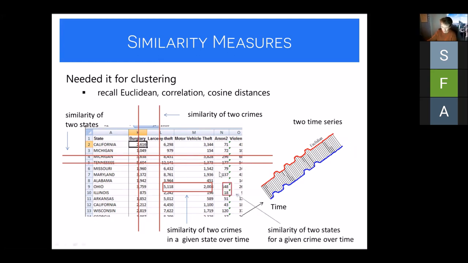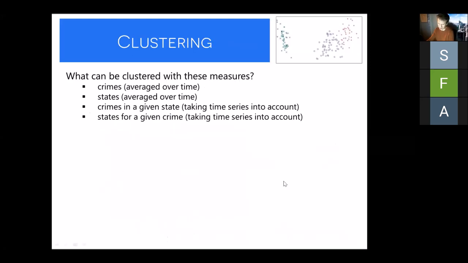Or you can compare different states in terms of the same particular crime over time. You can say Ohio and Illinois have very similar development in arson, right? Interesting. And then you can take all the different pairs of states and look at how arson developed over time. Are there other states that are similar and other states that are not so similar? So this is basically now taking time into account, okay?